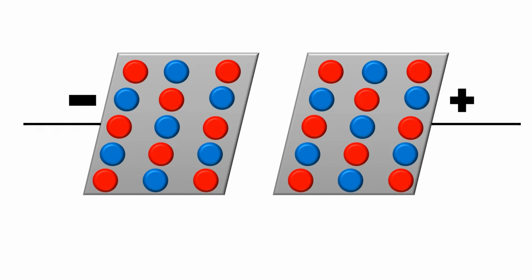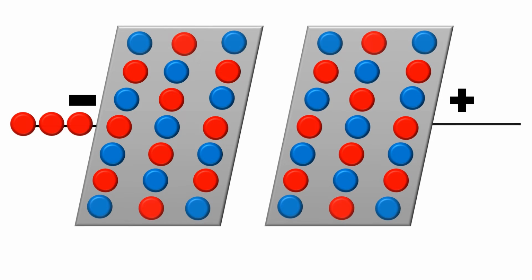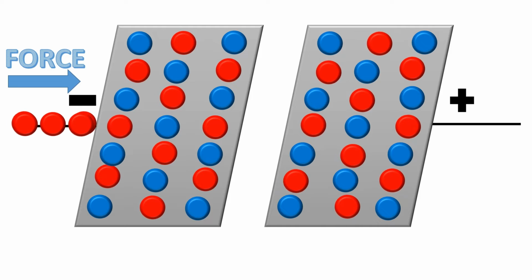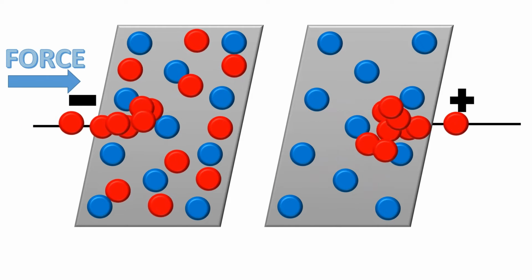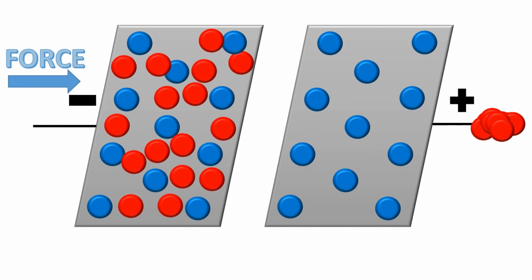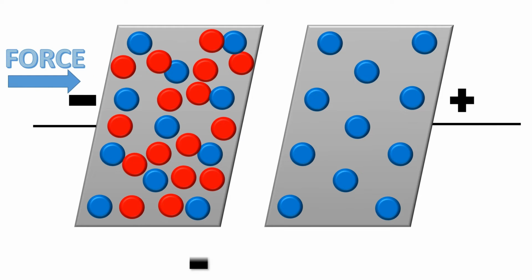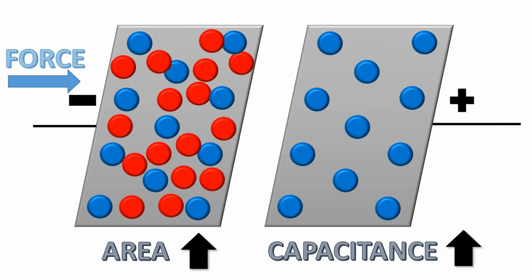Now, suppose we increase the areas of the two metal plates. This increased area allows us to push more extra electrons into the first metal plate and remove more electrons from the second metal plate without applying a large external force. In other words, by increasing the area of the metal plates, we can increase the capacitance of the capacitor.